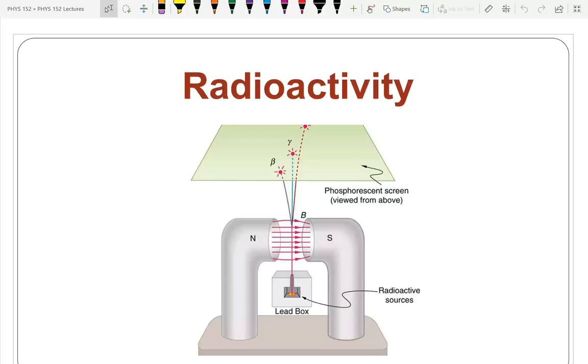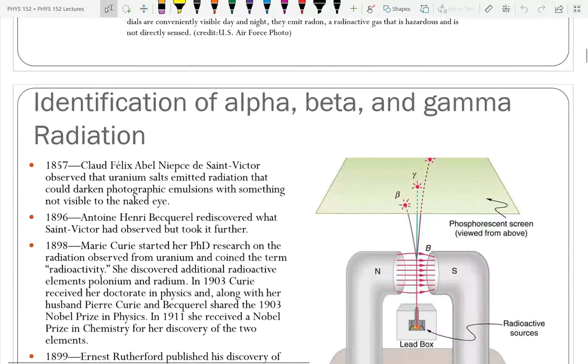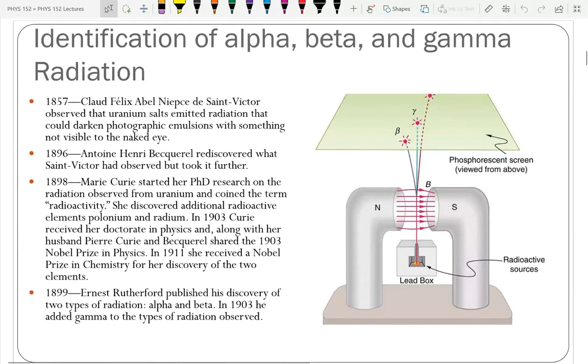Okay, so we're going to talk about radioactivity today because we haven't talked about it yet, and our experiment is exploring radioactivity. So radioactivity, a brief timeline. In 1857, some dude that most of us have never heard of, Claude Félix Abel Niépce de Saint-Victor, observed that uranium salts emitted radiation that could darken photographic emulsions. And no one took any notice.